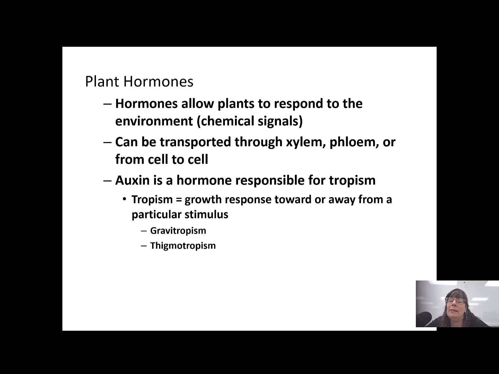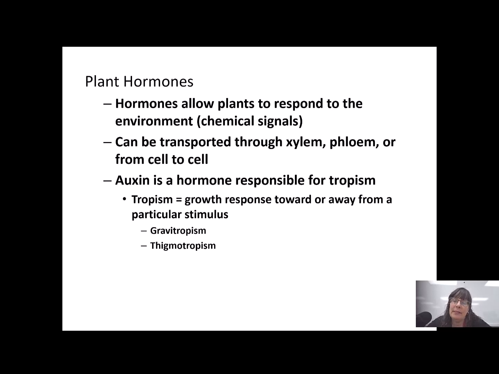Hormones allow plants to respond to environments. So plants do have hormones. They can respond to the environment. Now these can be transported from the xylem or the phloem or even from cell to cell. Auxin is a particular hormone that is responsible for what's called tropism. And tropism is just growth towards or away from a particular stimulus. Positive tropism is towards the stimulus. Negative tropism is away from the stimulus.